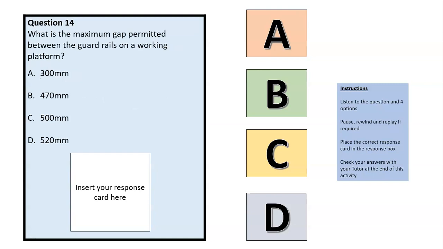Question 14. What is the maximum gap permitted between the guardrails on a working platform? A. 300 mm, B. 470 mm, C. 500 mm, D. 520 mm.